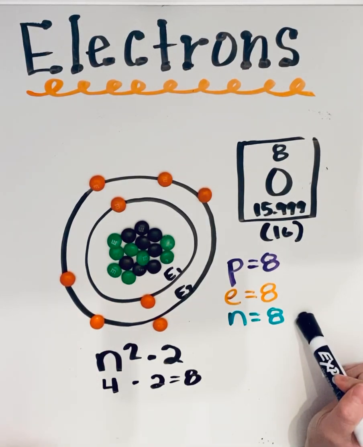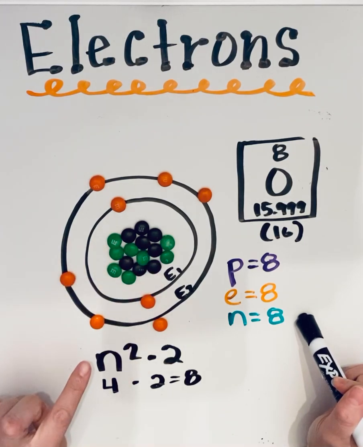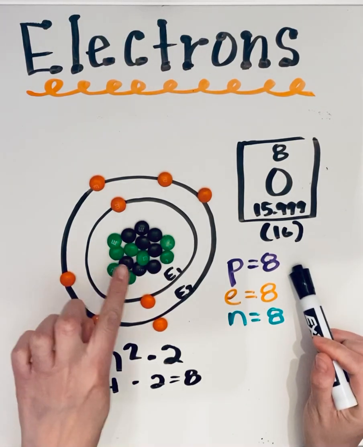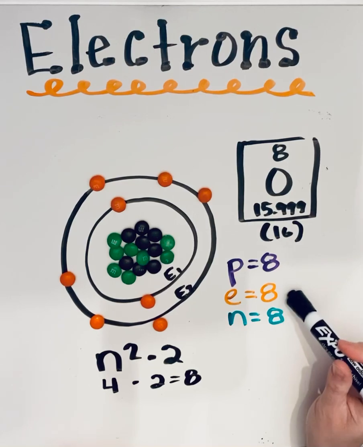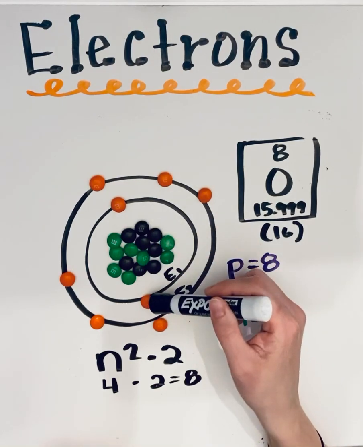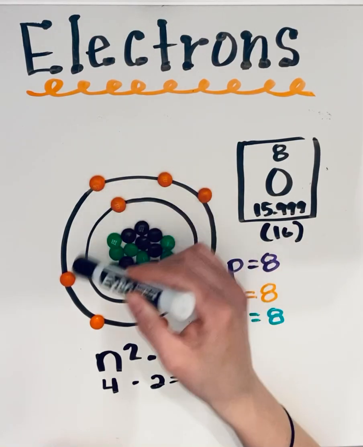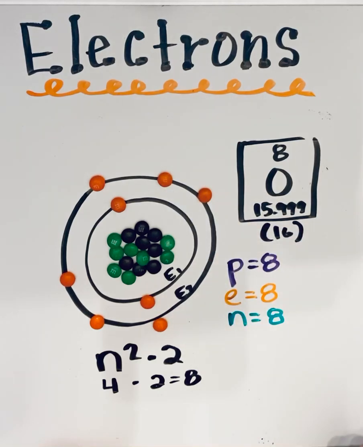Do I have 8 neutrons? Yes. Do I have 8 protons? Yes. Do I have 8 electrons? So I have 2 on the first energy level, 1, 2, 3, 4, 5, 6 on the second energy level. 2 plus 6 is 8. So I have my 8 electrons. So I've completed my Bohr's model for oxygen.